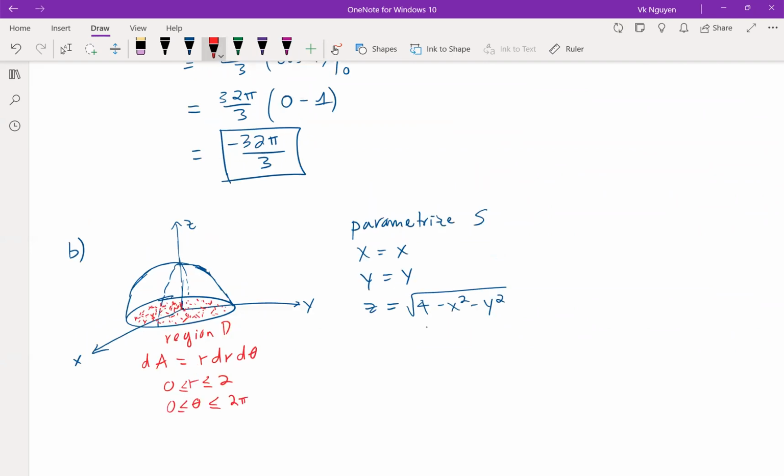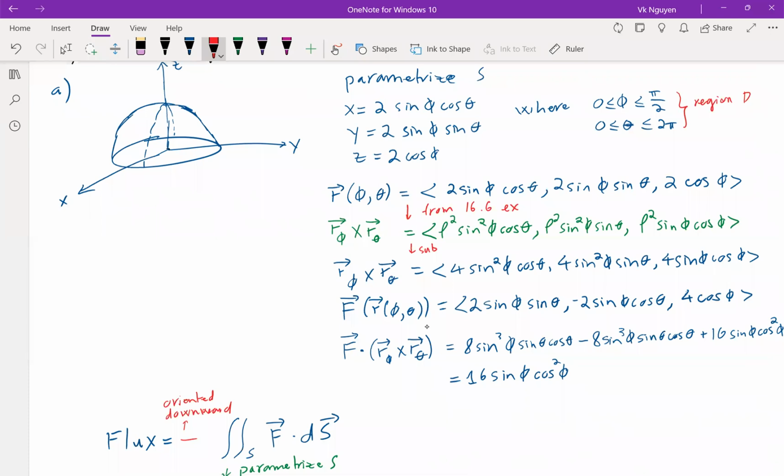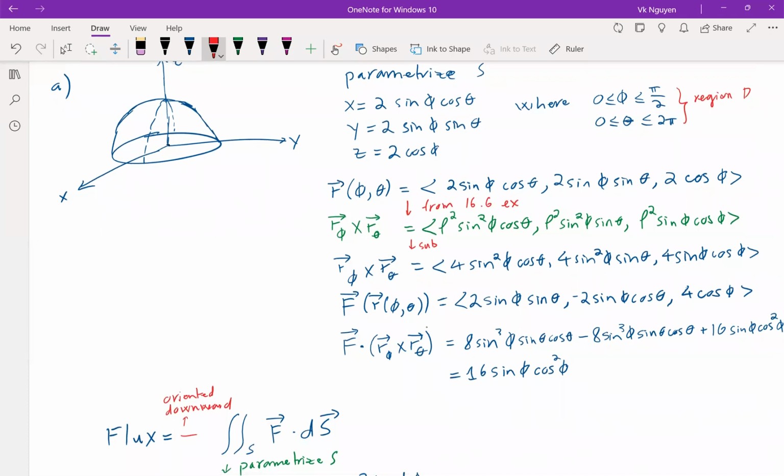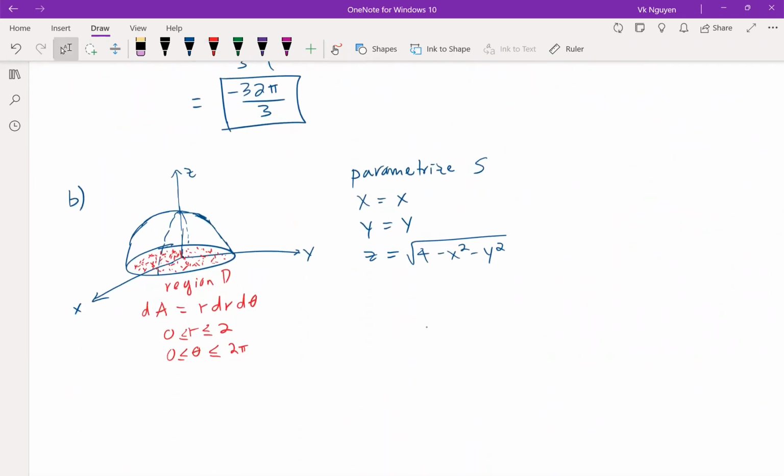Okay, we have to do this one. Let's say you still have to do the x, y, and work out the cross product. Let's do it right here. It's not that bad though. z equals the square root of 4 minus x squared minus y squared. Okay, so our r_x, with respect to x, is 1, 0.